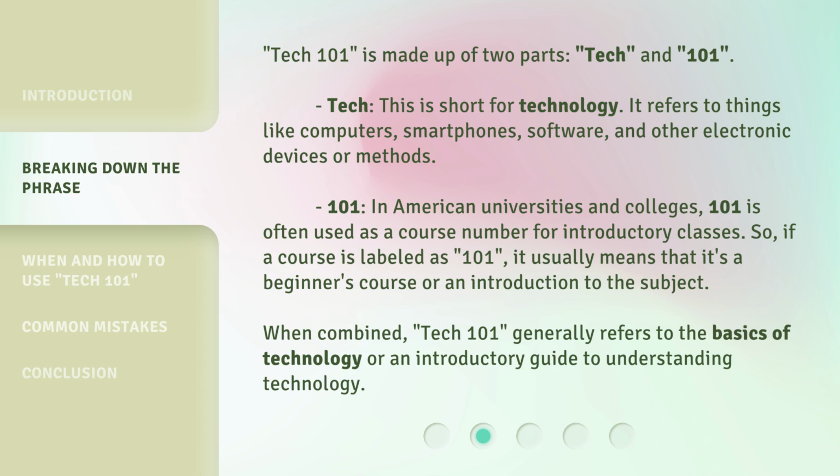101. In American universities and colleges, 101 is often used as a course number for introductory classes. So, if a course is labeled as 101, it usually means that it's a beginner's course or an introduction to the subject. When combined, Tech 101 generally refers to the basics of technology or an introductory guide to understanding technology.